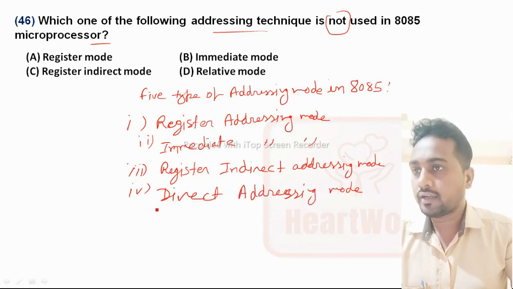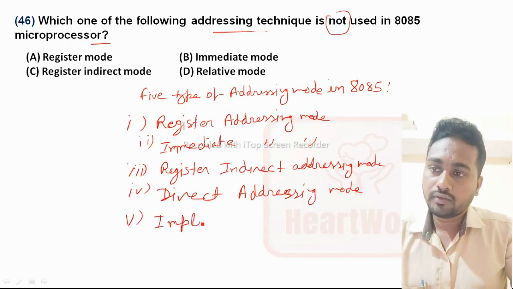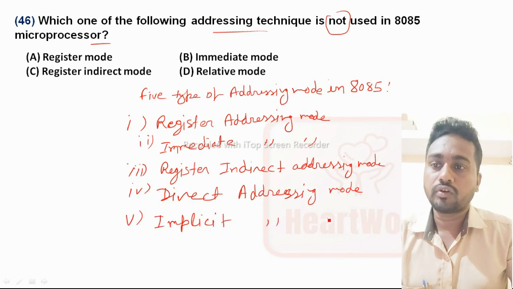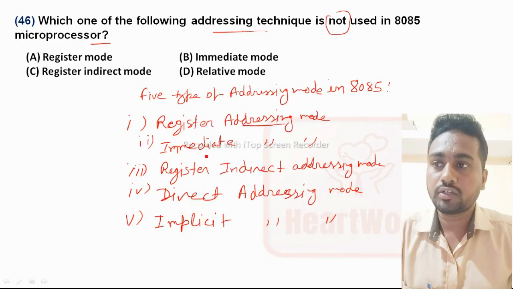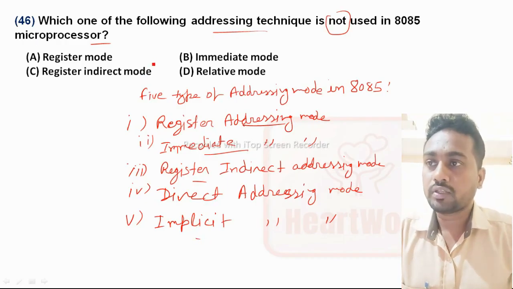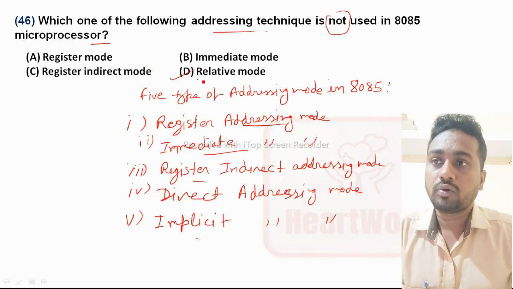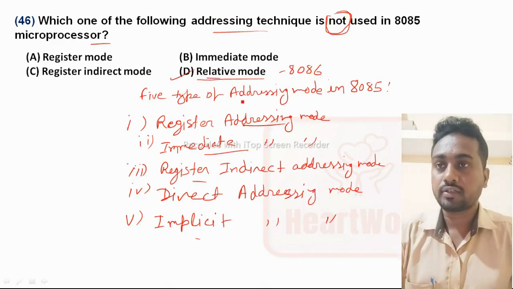Direct addressing mode. And the last one is implicit addressing mode. So there are 5 types of addressing mode in 8085: register addressing mode, immediate addressing mode, register indirect addressing mode, direct addressing mode, and implicit addressing mode. Among these options, option D is relative mode. This relative mode is for the 8086 microprocessor. So which is not used in 8085? That is relative mode. Answer D.